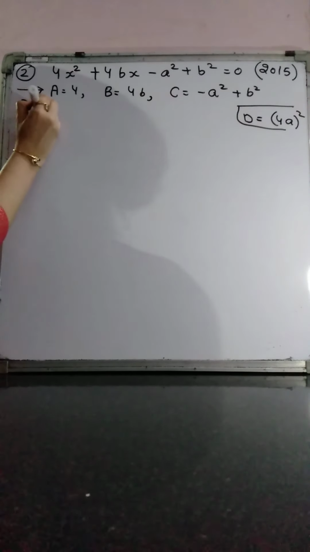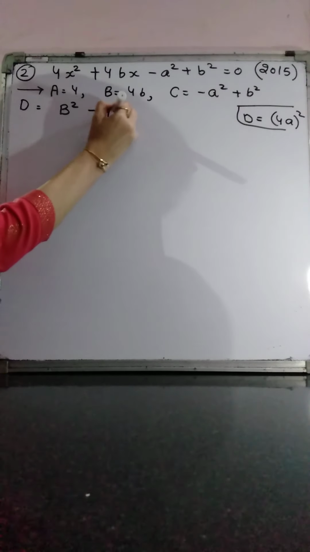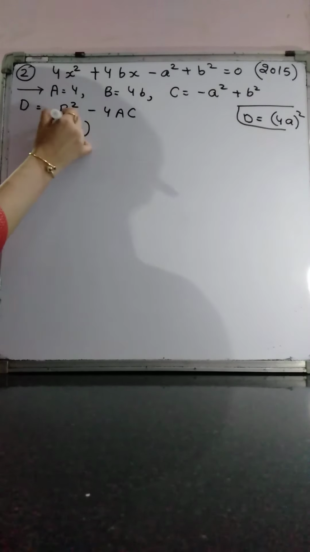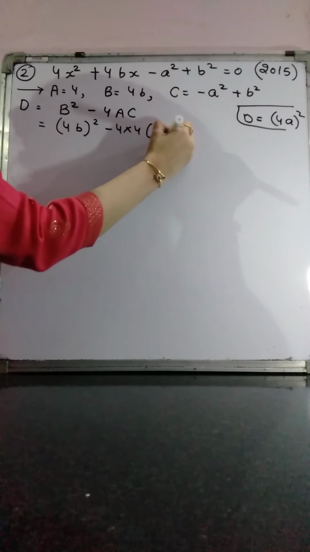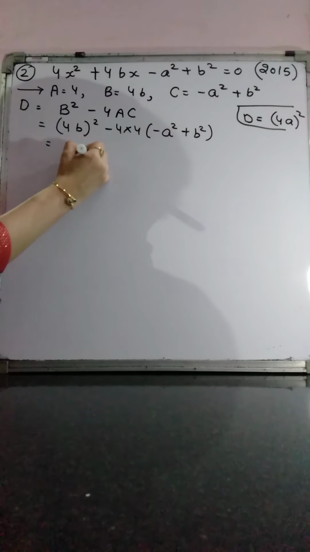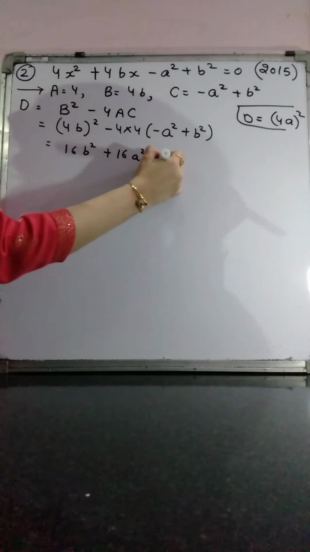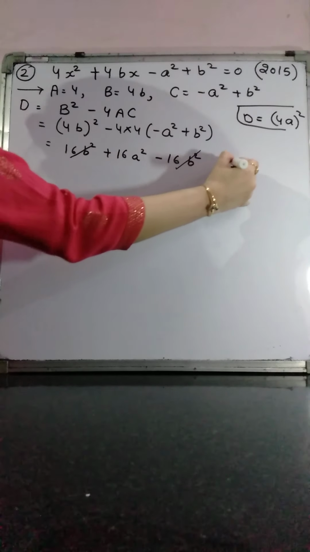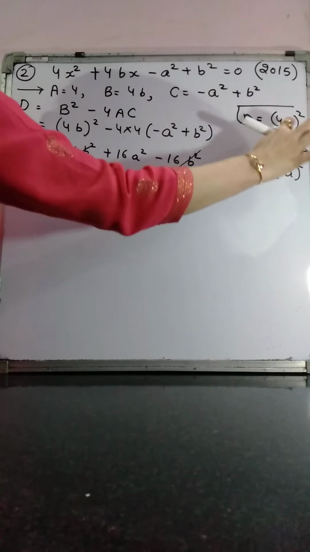Now we will calculate it. D is given by the discriminant b² − 4ac. Now substitute the values. The value of c is −a² + b². 16b² + 16a² − 16b². Cancel out. It is 16a², that is (4a)².